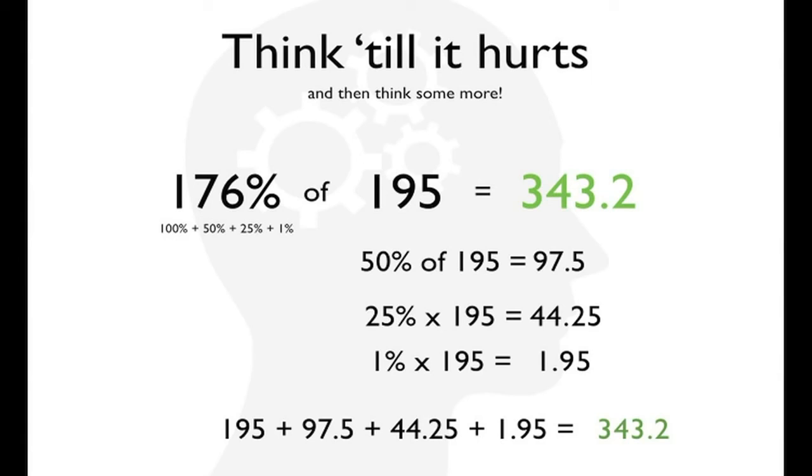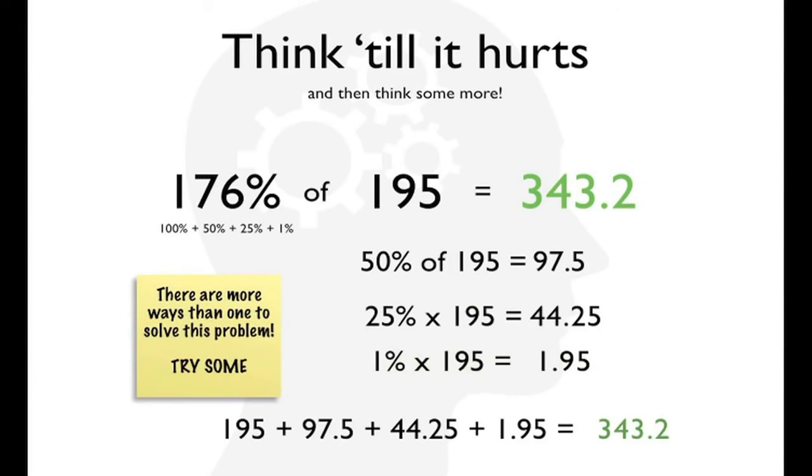We know that's the correct answer, or we have a hint of that, because when we calculate 176% of 195, we're expecting a number bigger than 195. Remember, there are more ways to solve this problem. Maybe come up with a few on your own and give them a try.